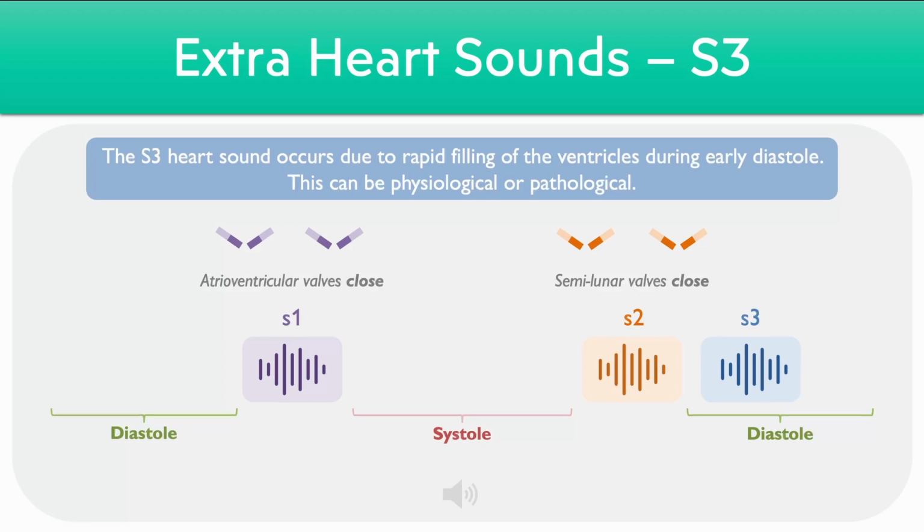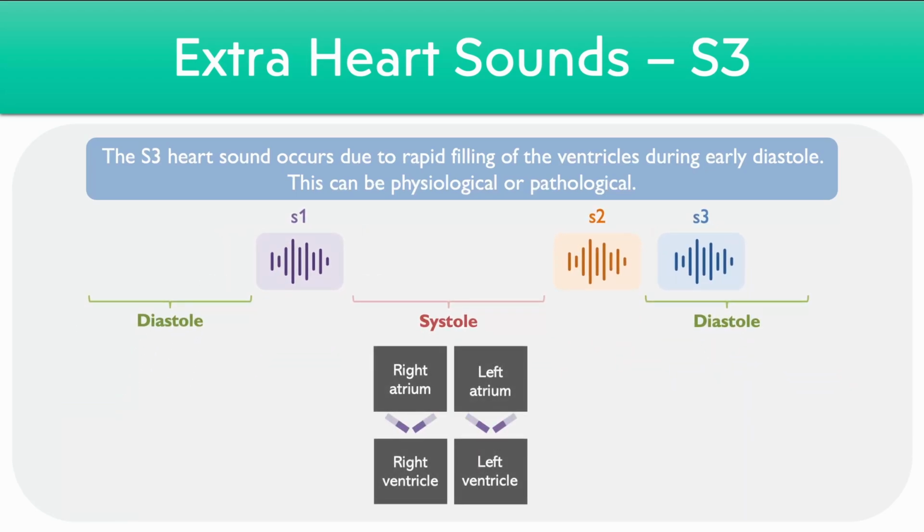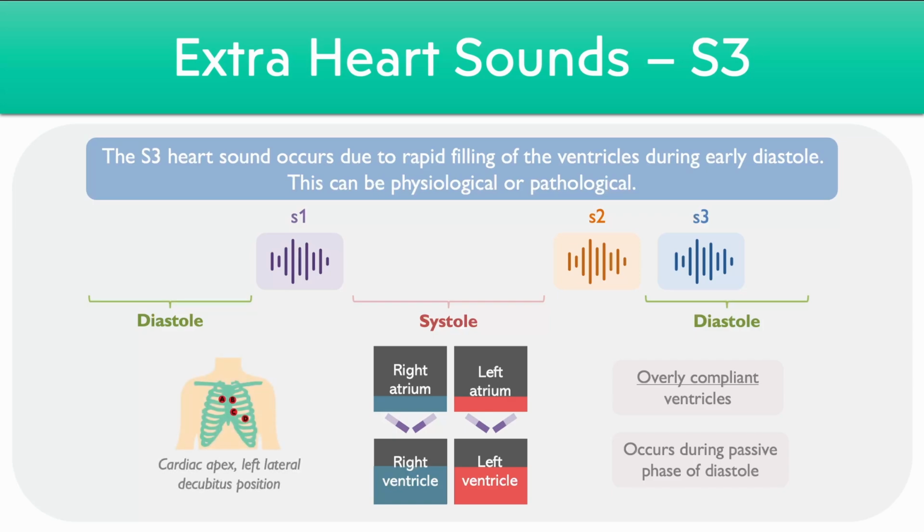To understand why the S3 sound is formed, we can take a look at the chambers of the heart again. What's happening is that blood rushes into overly compliant ventricles, which results in the sound being formed. Importantly, this happens during the first phase of diastole, or the passive phase, because no contraction is involved. Another point to mention is that the S3 sound can best be heard at the cardiac apex, in the left lateral decubitus position, so when the patient is lying on their left side.